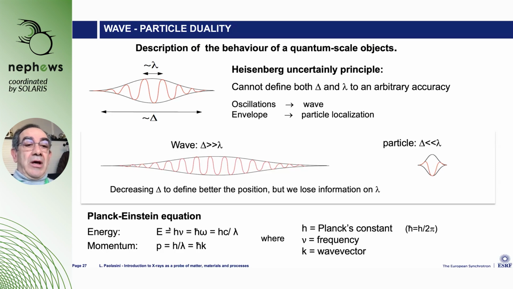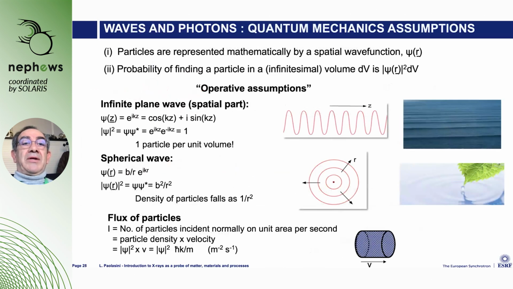And here there is the Planck-Einstein equation for the energy and the momentum, and when we study quantum-scale objects, we need to consider the quantum description and the quantum behavior of X-rays as a quantum particle. In quantum mechanics, there is the assumption that a particle, in this case the photon, is represented mathematically by a spatial wave function. And when we want to find the probability of finding a particle in an infinitesimal volume dV, we need to take the modulus square of this spatial wave function.